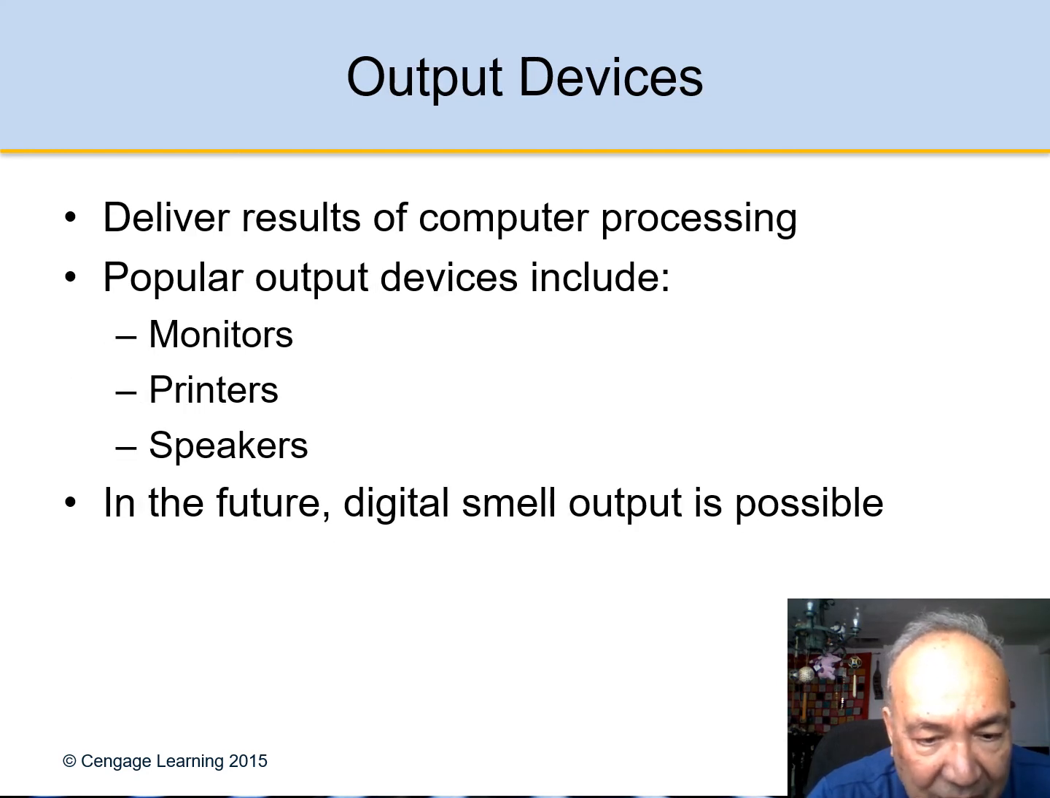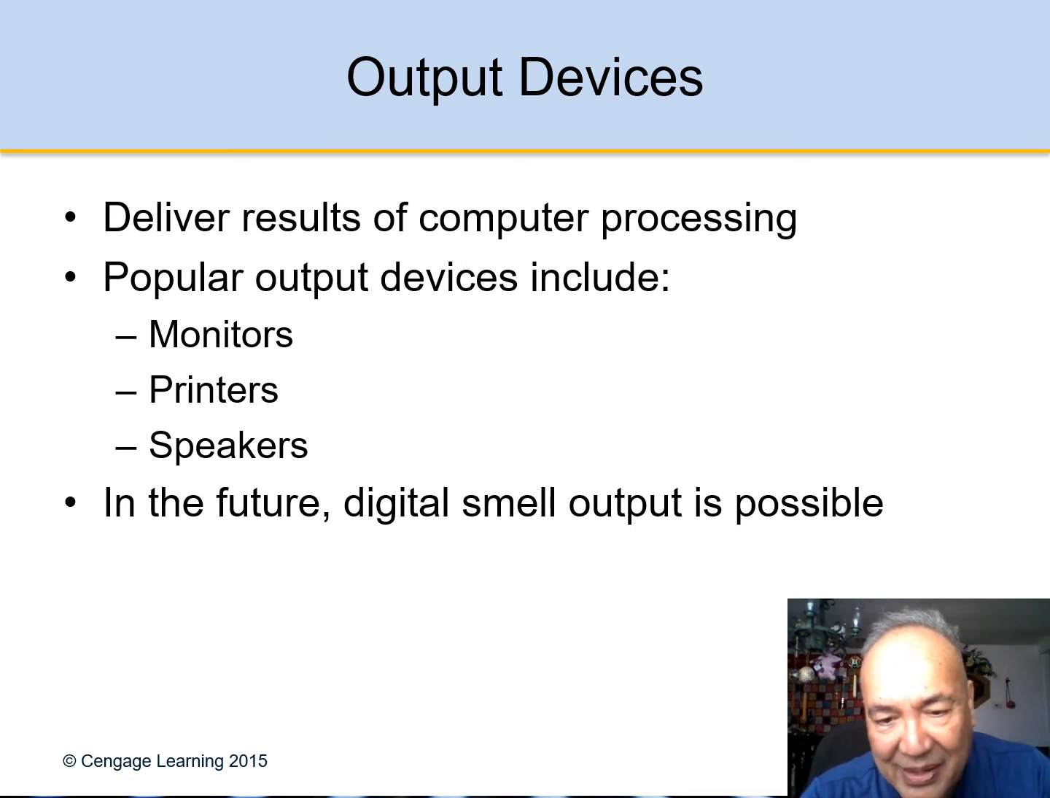Output devices: monitors, printers, and speakers. Okay. In the future, digital smell output is possible. So these are output devices. Number one is the monitor. Now you can see me through the monitor.